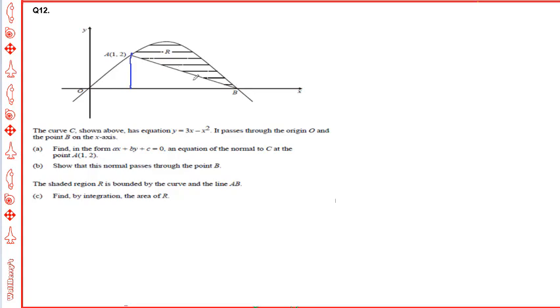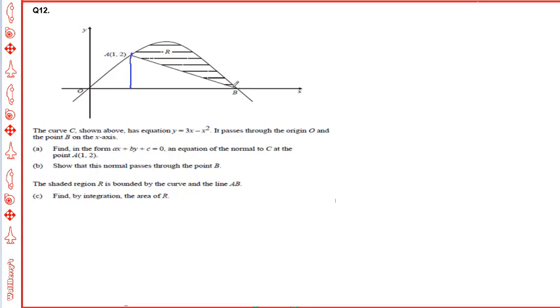Now, this is a straight line. We can see that has points 1, 2, and we can easily find that point there. Now, in the question, they said find the equation of the normal, which is that equation line there, and show that this normal passes through B. We're going to do that in one go. And the way we're going to do it is this. We know that's 1, 2.